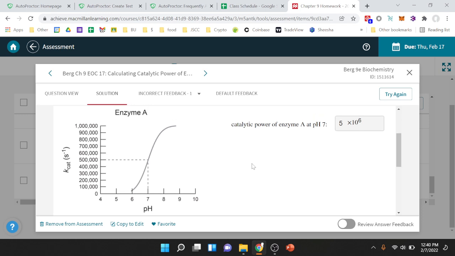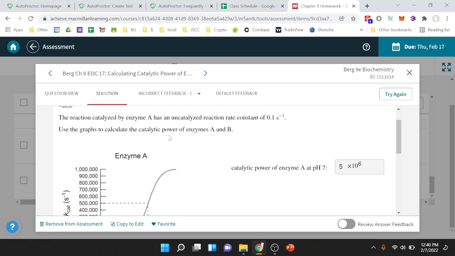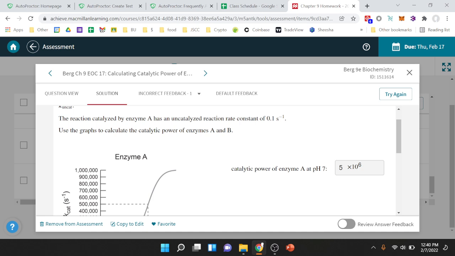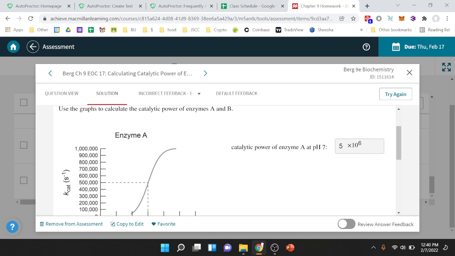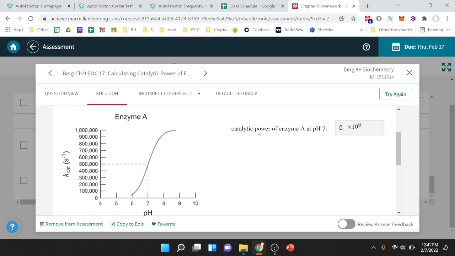Okay, so we'll look at the graph. This is K with catalyst, right? We know K without catalyst because that's that number right there, right? Okay. And so catalytic power of enzyme A at pH 7. So we look at pH 7 on the graph, we would trace it over, and that's about 500,000, right?